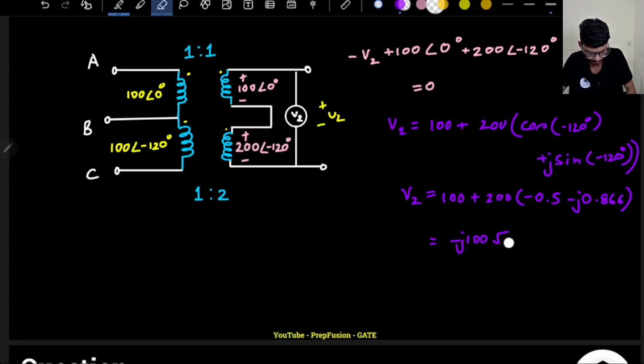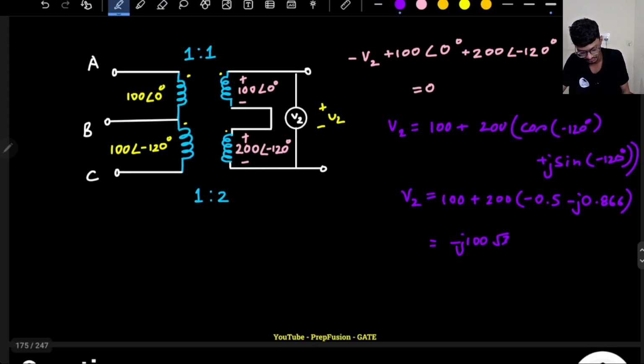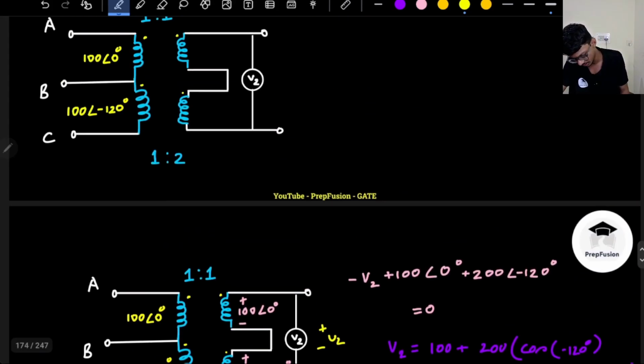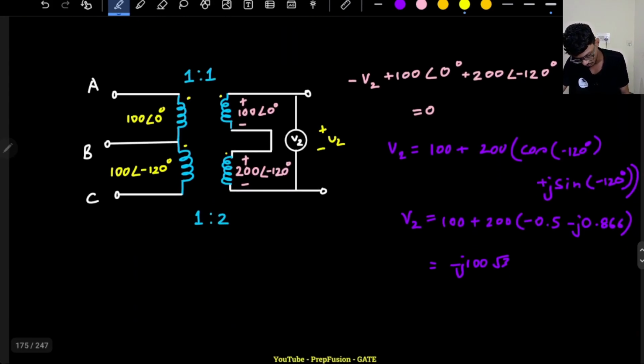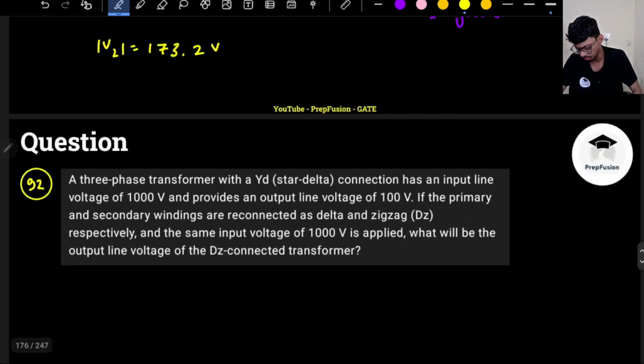Basically the magnitude will be 100 into root 3. It is 1.732, sorry, not 0.866. So the voltmeter reading, the magnitude of V2, will be 100 into root 3, that is 173.2 volts. This will be the magnitude basically. This will be the answer.